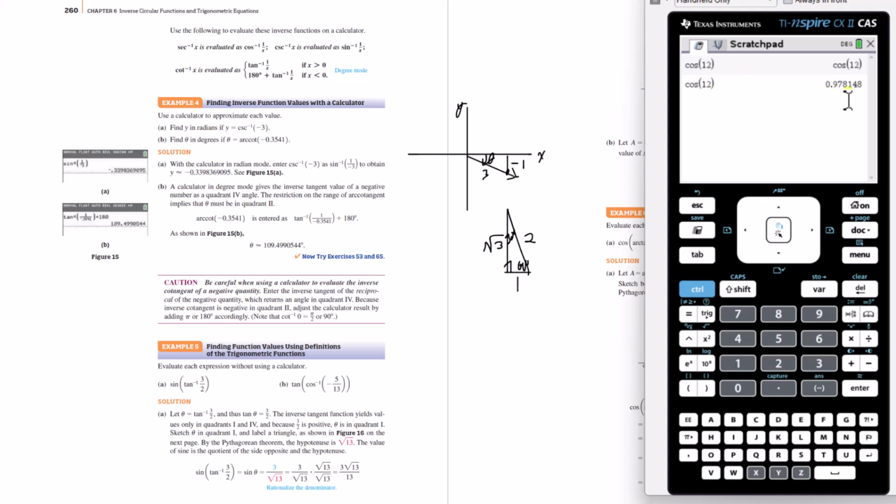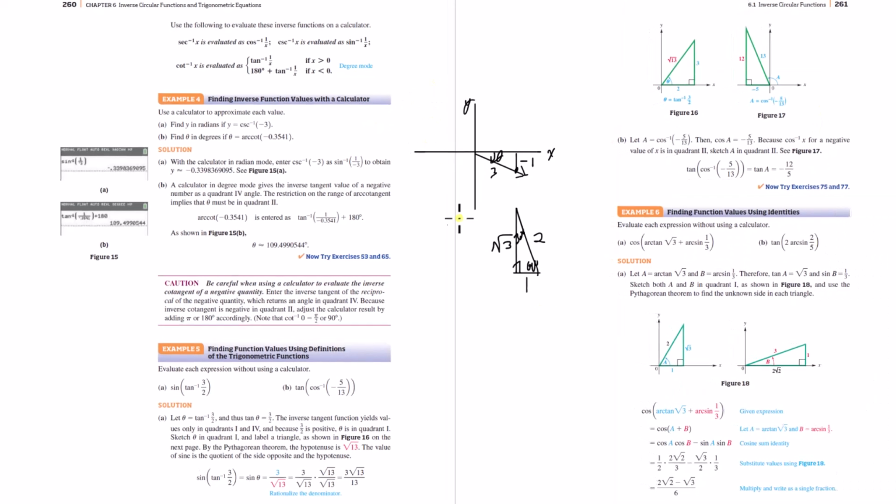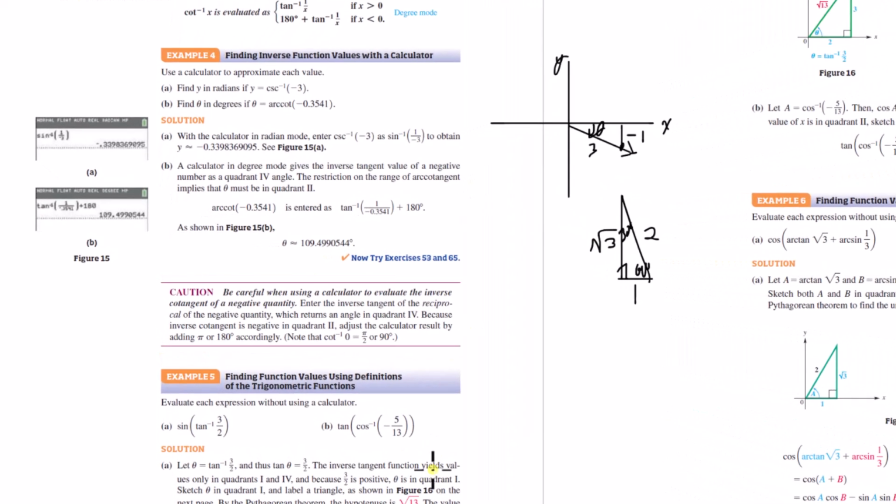And there you go. In degrees, that's, let's see. Or wait, no, that was cosine of 12. I need to do inverse cosecant of minus 3. This looks like it's going to be something like minus 12 degrees, minus 15 maybe, minus 20-ish.